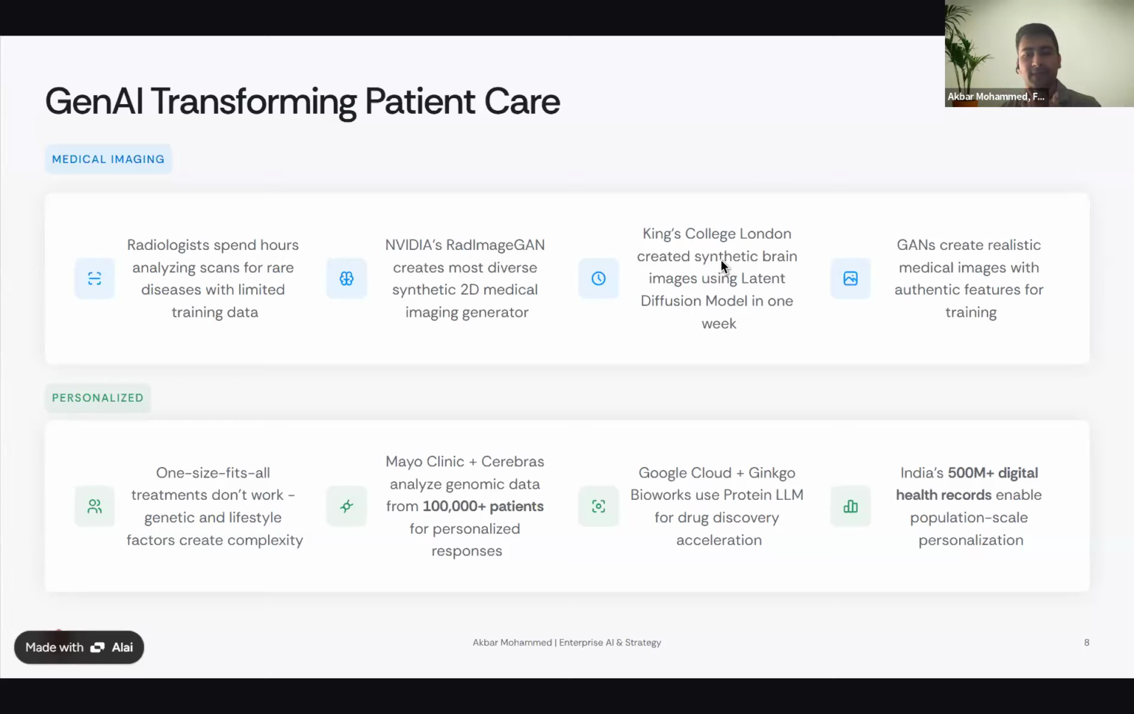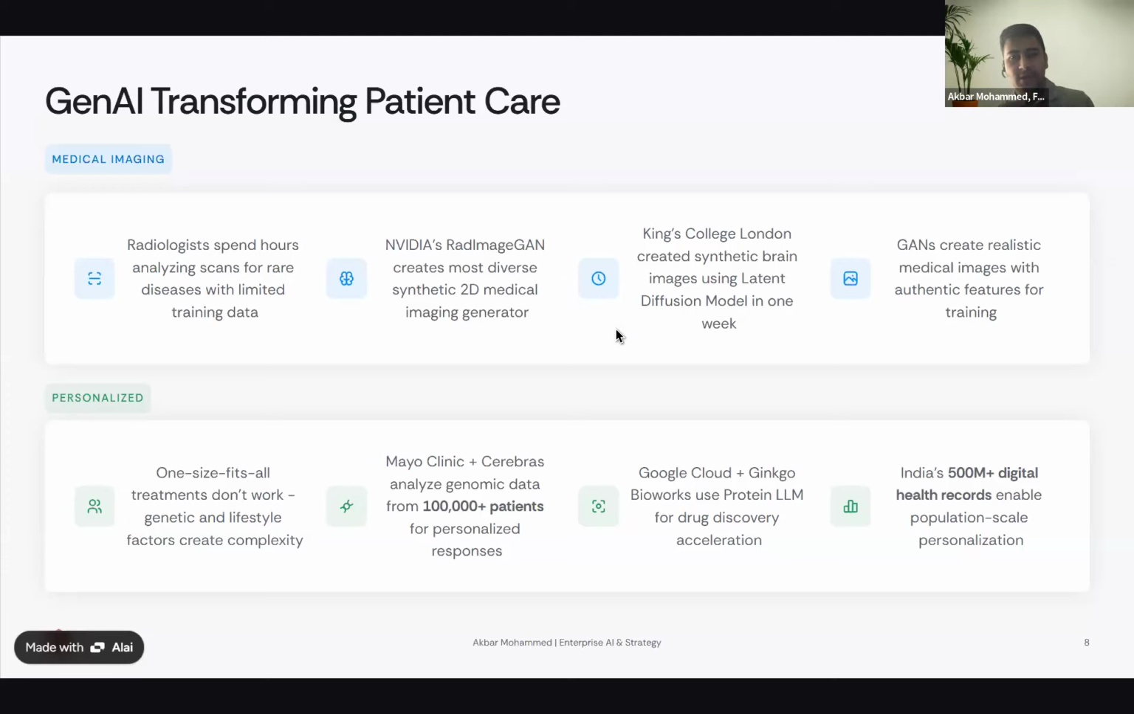There's also King's College London that's created synthetic brain images, and it's all done by an AI called generative adversarial networks. It learns from previous training data, and it can create realistic medical images with a lot of authentic features. And that is very hard to replicate, even for humans, right? So that is possible today. So in medical imaging, we are able to synthetically create medical images using some of these AI models.